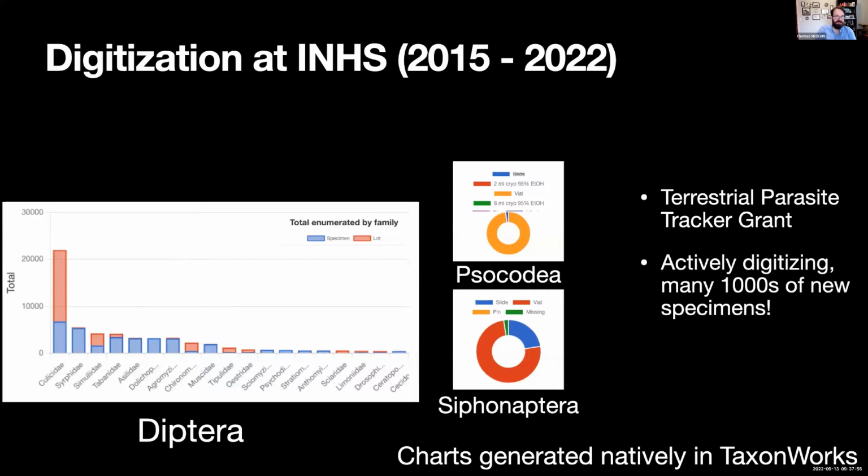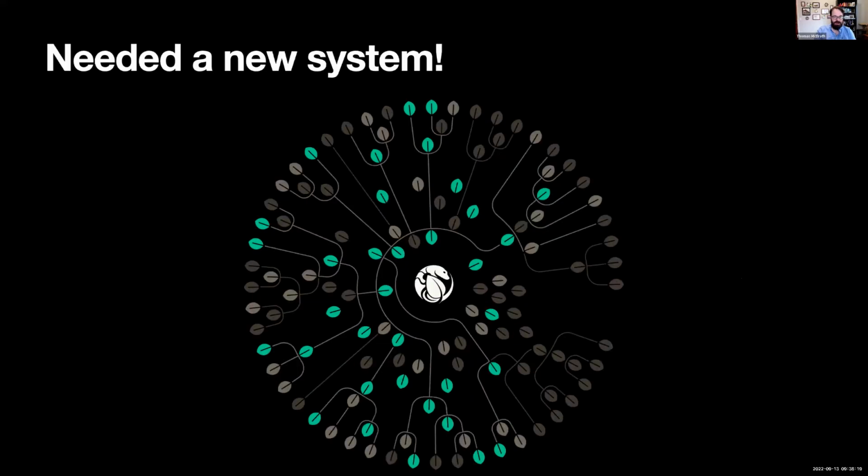And finally, we most recently were lucky enough to be part of the Terrestrial Parasite Tracker grant. And so we've been imaging and databasing a lot of our terrestrial parasite specimens, things like mosquitoes and biting flies, fleas and lice, all the most pleasant insects you can think of. So many thousands of new specimens are being generated, and we needed a platform for that. So TaxonWorks was the logical choice. I mean, some of our curators are developers of it.